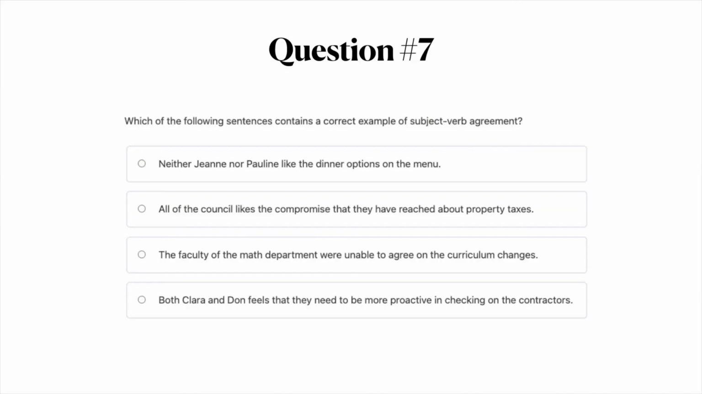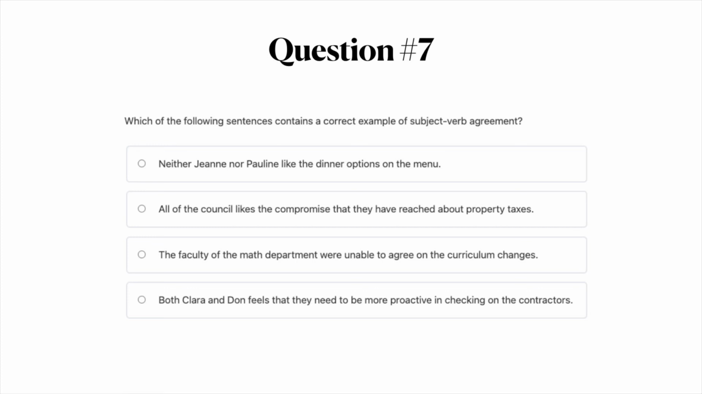Which of the following sentences contains a correct example of subject-verb agreement? A. Neither Jean nor Pauline like the dinner options on the menu. B. All of the council likes the compromise that they have reached about property taxes. C. The faculty of the math department were unable to agree on the curriculum changes. Or D. Both Clara and Don feels that they need to be more proactive in checking on the contractors. Give yourself a minute to think about this question, and then we will go ahead with the correct answer.